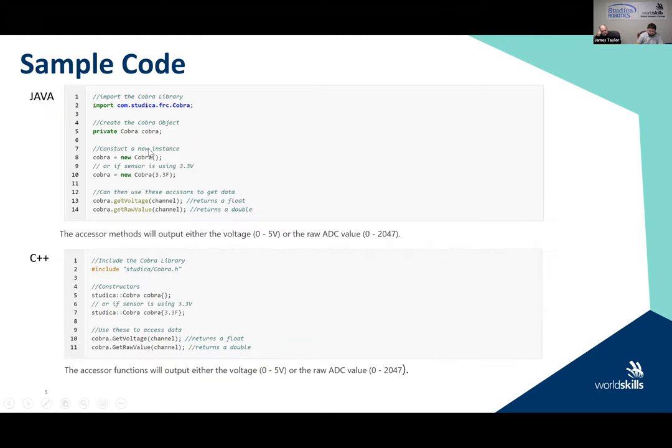This is the sample code for this sensor. We have it for both Java and for C++. You'll notice that in this case, we are importing the library. There is a library that's been written for this sensor, and it needs to be imported. And you'll see that the accessor method, if we're working in Java, is going to output either voltage 0 to 5 or the raw ADC value, which is 0 to 2047. I think we had shown that yesterday, and I'm pretty sure you'll have a look at that again today.